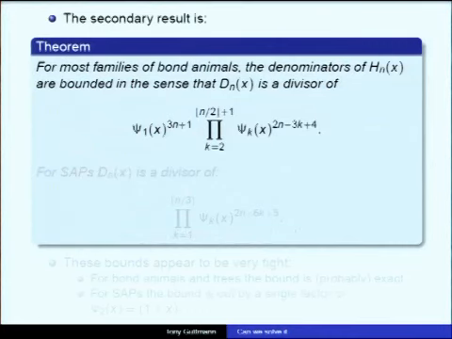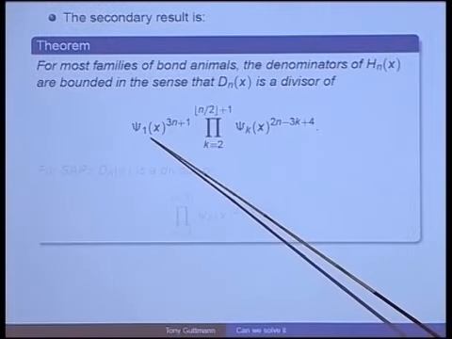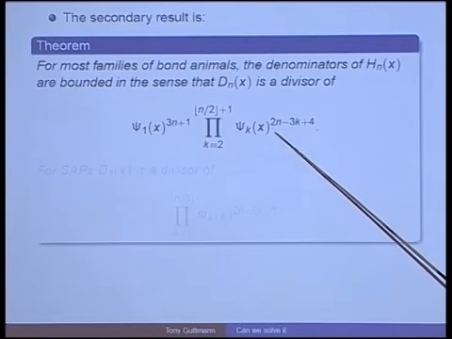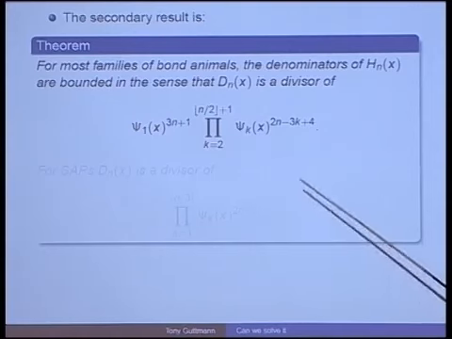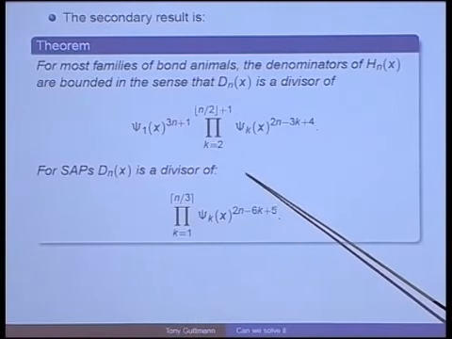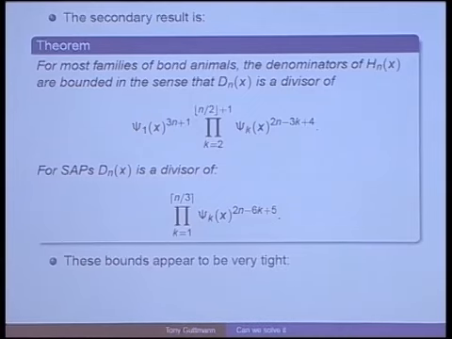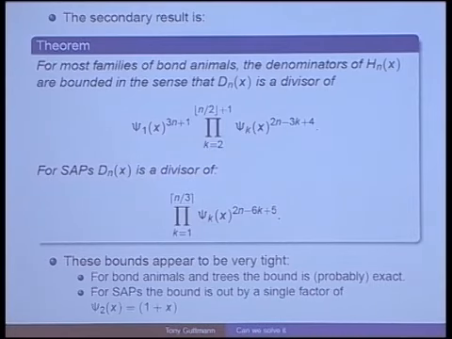A secondary result is that for most families of bond animals, the denominators of these polynomials h_n(x) are bounded, in the sense that d_n(x) is a divisor of this product of cyclotomic polynomials, psi_1 to the 3n plus 1 times psi_k. So you can see where the higher order k's enter. They enter as you increase n in this way, k equals 2 to the floor of n over 2 plus 1. Whereas for self-avoiding polygons, the denominator is a divisor of this. These bounds appear to be very tight. For bond animals and trees, the bound is probably exact, and for self-avoiding polygons, the bound is out by a single factor of 1 plus x.